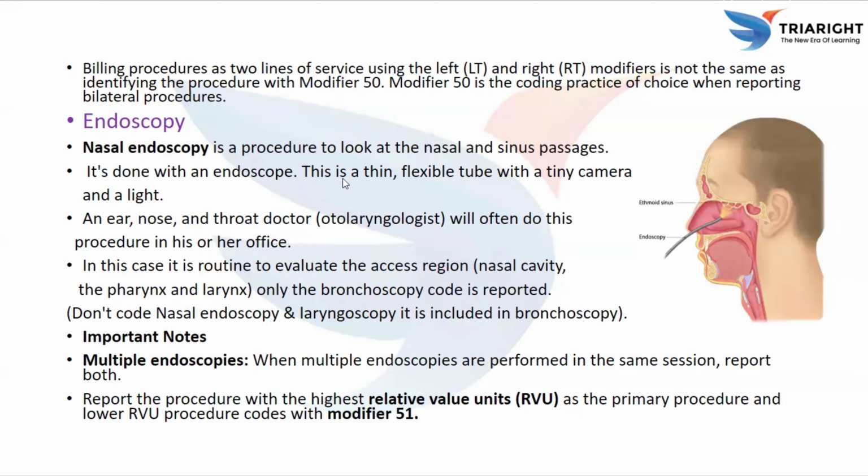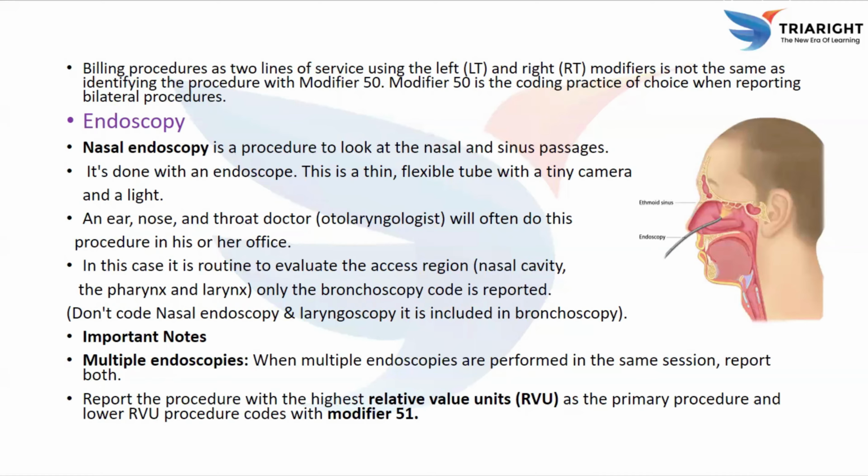And this is a very important bundling rule. When bronchoscopy is performed, nasal endoscopy and laryngoscopy are also included. So do not code nasal endoscopy or laryngoscopy separately when bronchoscopy is done. Why? Because the nasal cavity, pharynx and larynx are the access routes, so CPT considers them routine and bundled. For example, the procedure performed is nasal endoscopy, laryngoscopy and bronchoscopy. What is the correct coding? You report only the bronchoscopy code. What is the incorrect coding? Bronchoscopy.